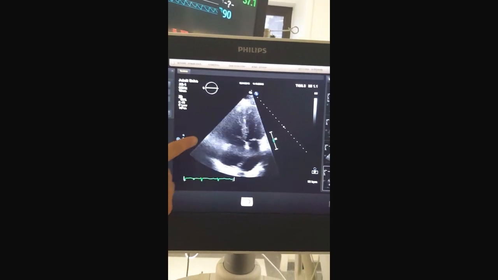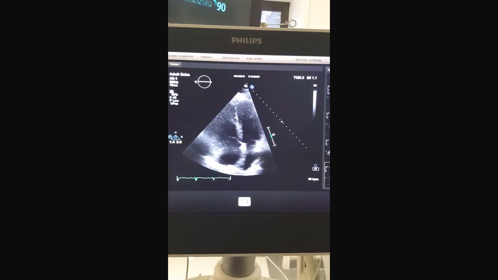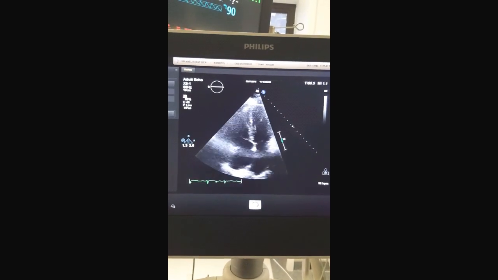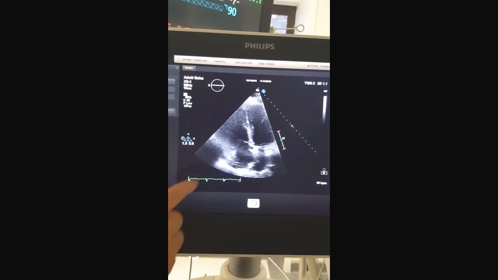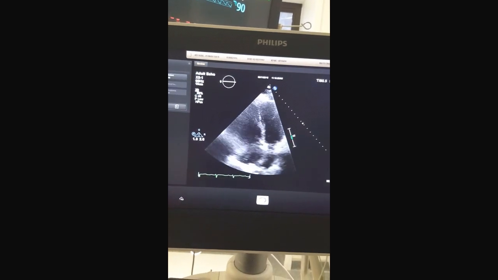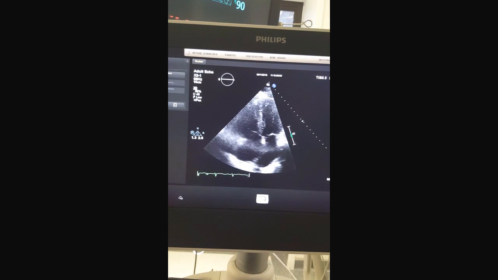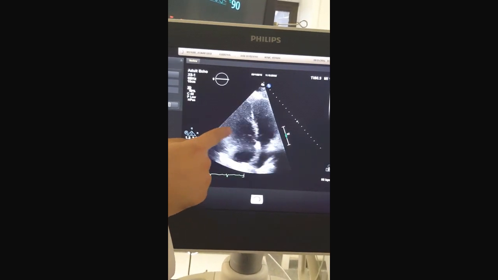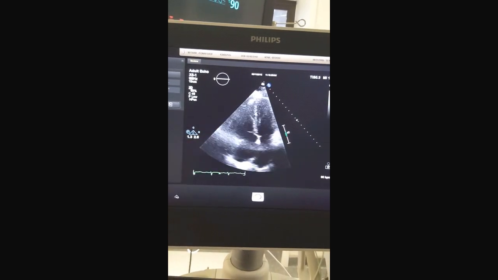As we see also, the systolic function of the right ventricle is impaired. So this is not a normal right ventricle. Normally, it should contract. That means two walls, septal wall and lateral wall, should contract and become very adjacent to each other. Here, no. This is hypokinesia, low ejection fraction of the right ventricle.